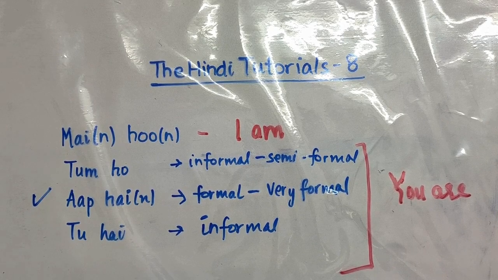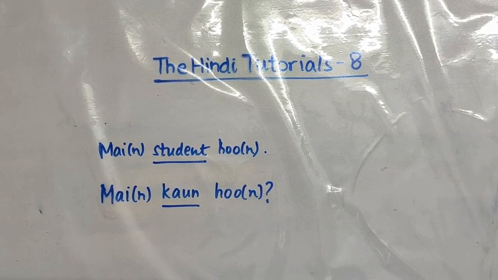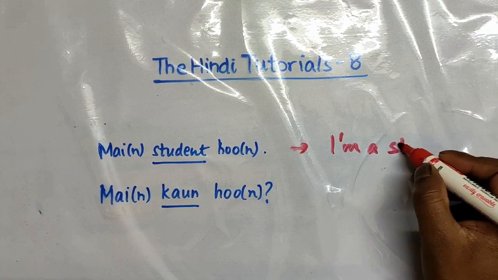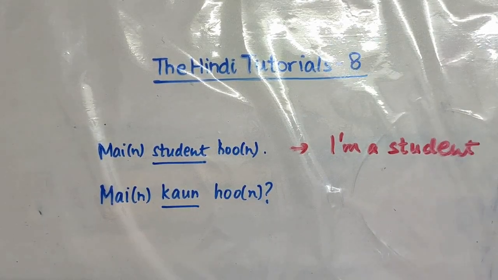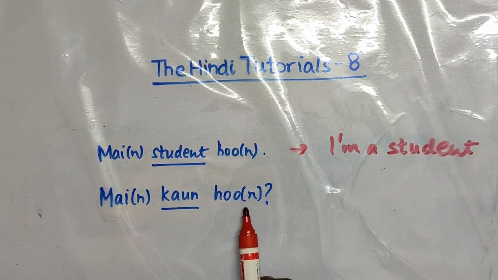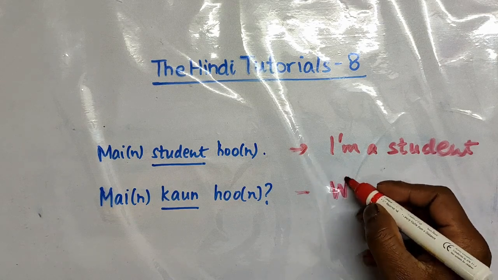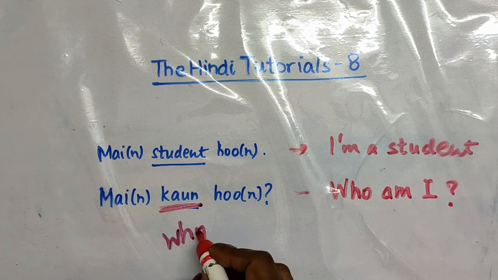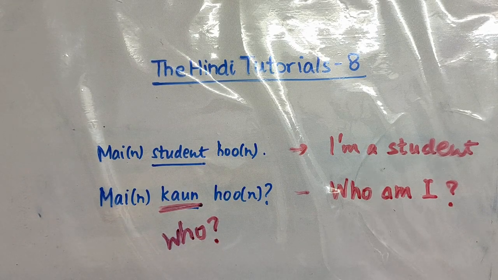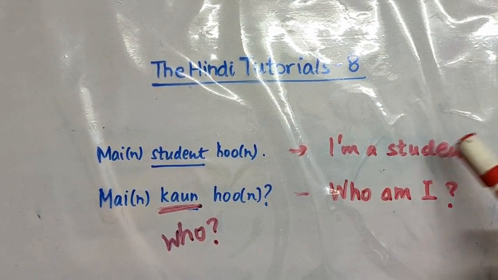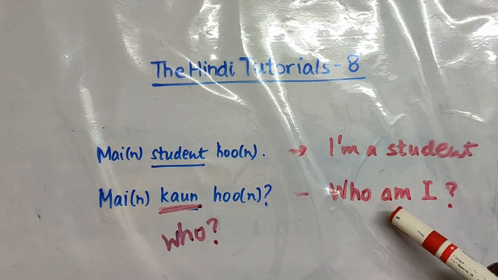Now let us see how to make sentences using them. Suppose the word student. मैं student हूँ. It means I am a student. Okay. मैं कौन हूँ would mean who am I. The word कौन means who. You can note that down in your vocabulary list. Okay. मैं student हूँ means I am a student, and मैं कौन हूँ means who am I.